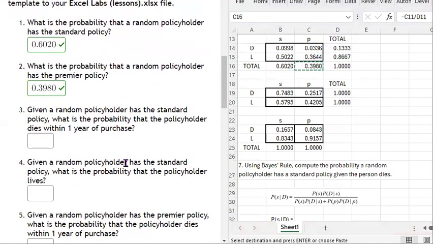And we do. Now we want to answer the question, given a random policyholder has the standard policy, what is the probability the policyholder dies within a year, right?